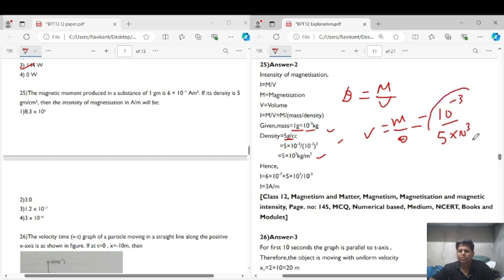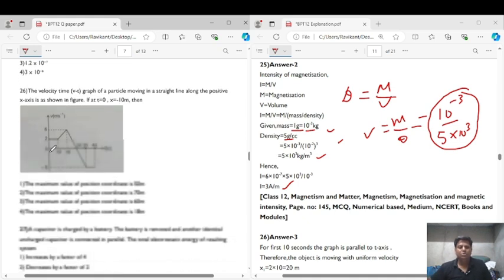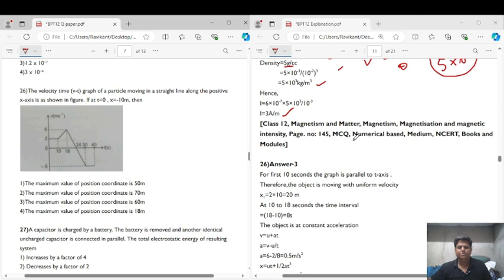Putting this value of volume in the equation, I is equals to M upon V, and solving it, we get I is equals to 3 ampere per meter. So the correct answer for question number 25 is option 2, that is 3.0. Now let's come to question number 26.